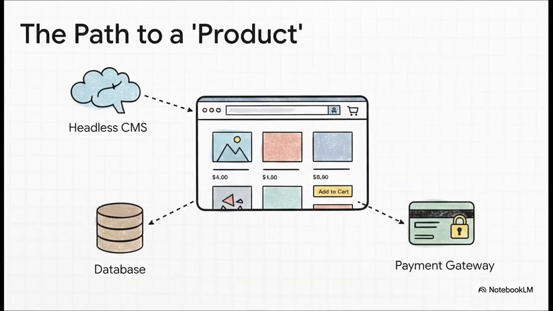And that path to a real product usually means integrating a few key things. First, something called a headless CMS, so the store owner can add new products without ever touching the code. Second, a database to keep track of user accounts, what's in their shopping carts, and past orders. And third, and this is a big one, a payment gateway like Stripe, so you can actually take people's money securely. These are the things that turn a pretty website into a real, functioning business tool.